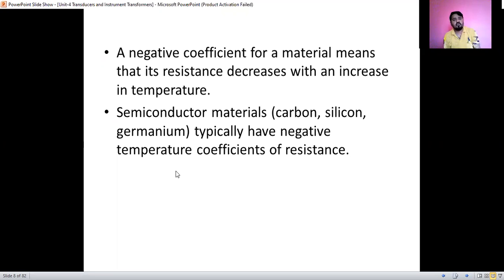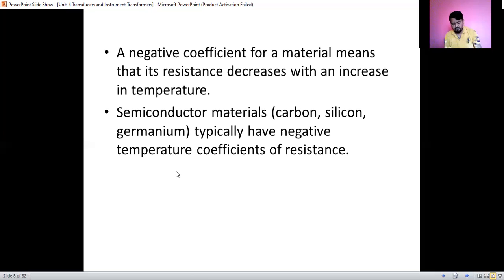There is no change of the resistance for different temperatures. We are going to call that one. So this completes the resistance temperature coefficients. If you have any doubts, you can ask.